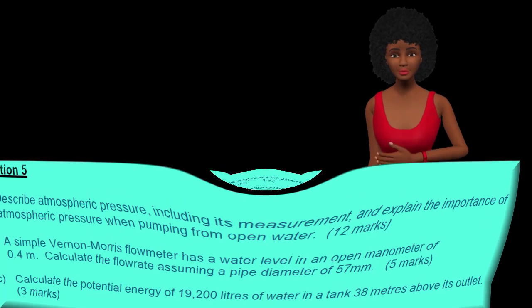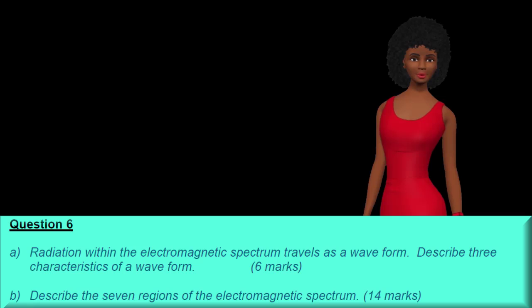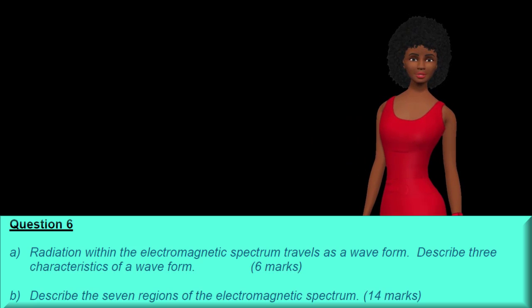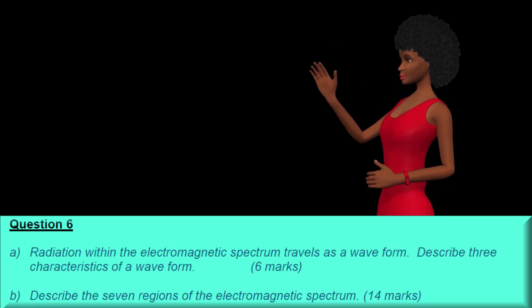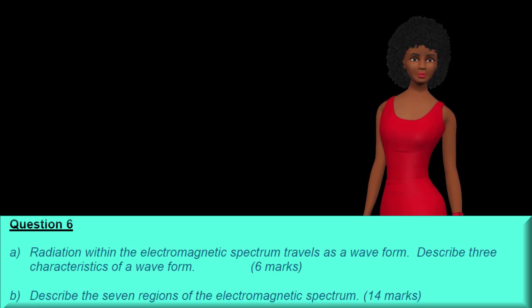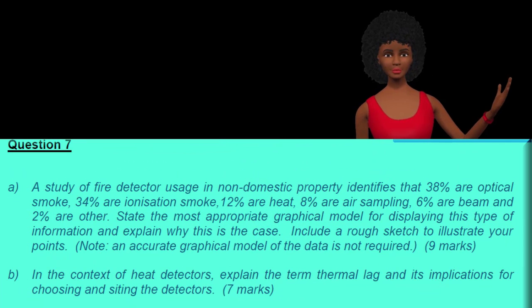3 marks. Question 6. A. Radiation within the electromagnetic spectrum travels as a waveform. Describe 3 characteristics of a waveform. 6 marks. B. Describe the 7 regions of the electromagnetic spectrum. 14 marks.